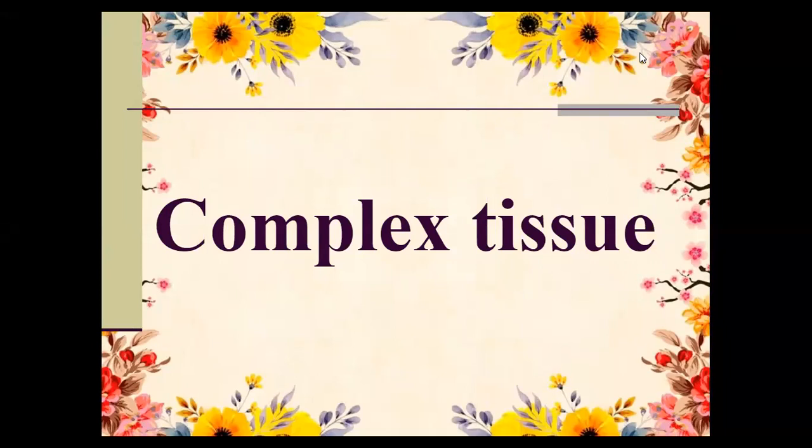Complex tissue is a plant tissue. It is composed of a number of different cells, but the complex tissue has only one proper function. In a simple way, complex tissue means structurally different but functionally similar.